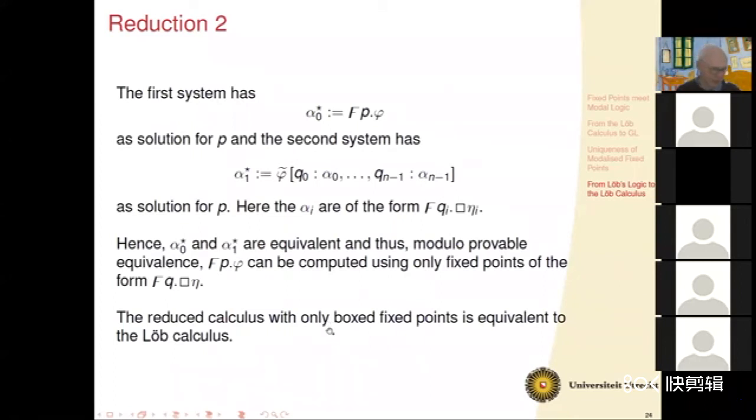What we have now shown is somewhat miraculous, namely, and without any effort, because we already did all the work in proving the multiple fixed point lemma, to solve a modalized equation, it's enough to solve equations of this form. So let's call those boxed equations. I only have to solve the boxed equations.